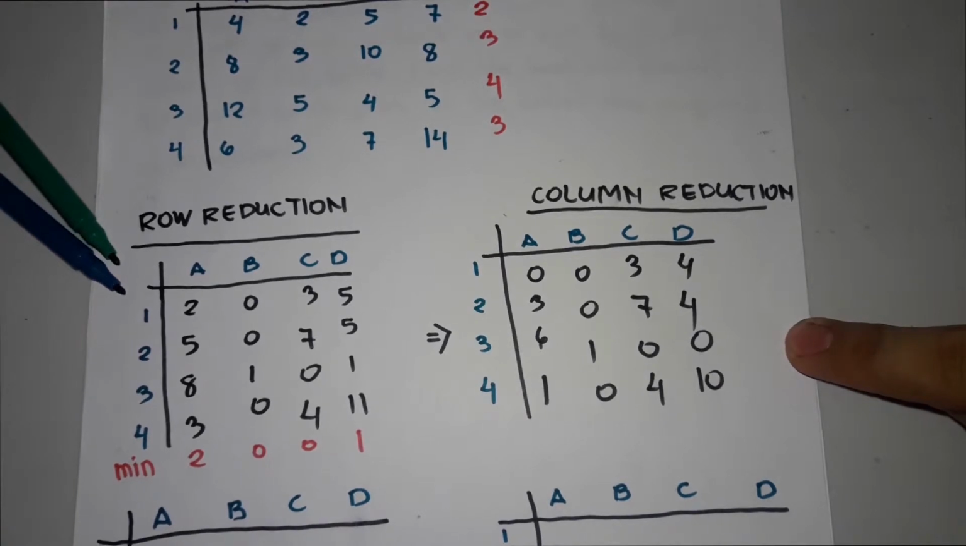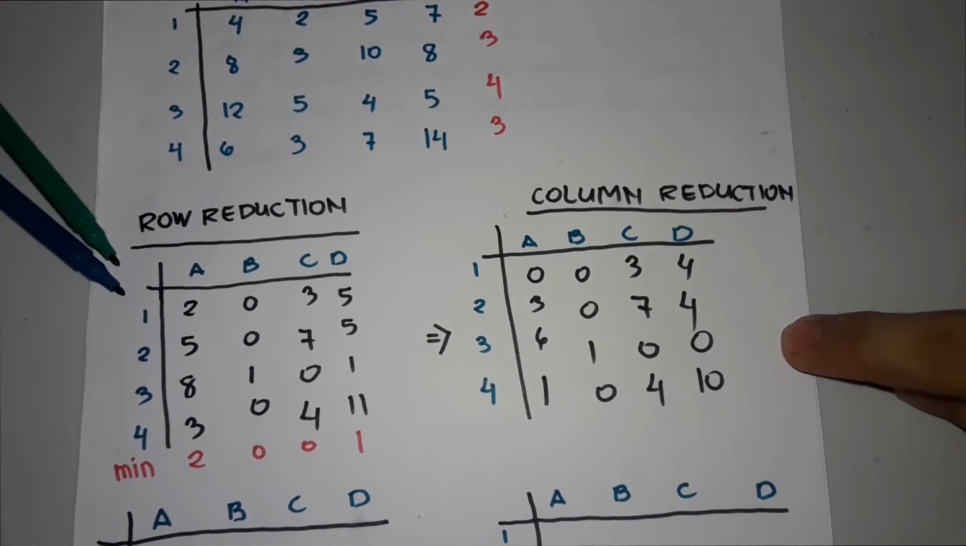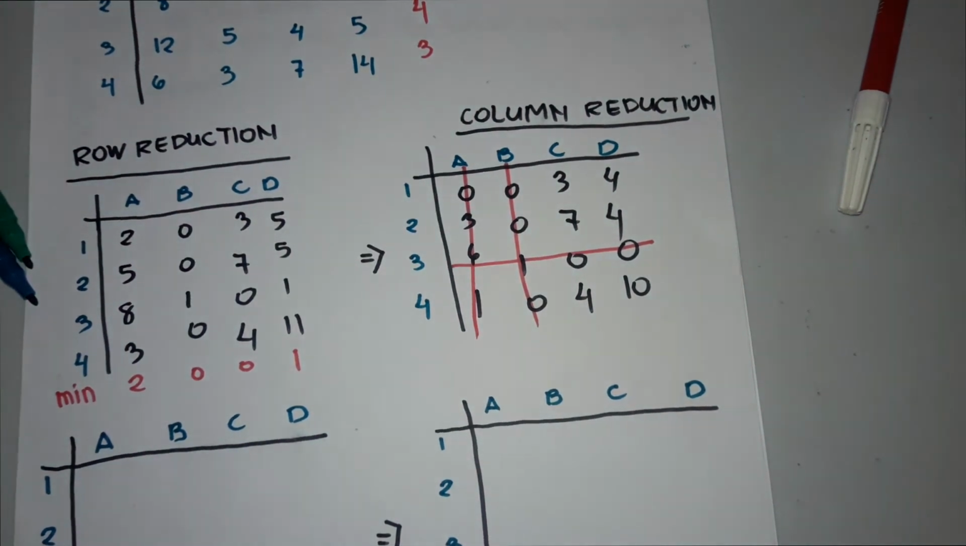From this table, we are to cover all the zeros. After covering all the zeros, we have 3 lines covering all the zeros. In that case, the number of lines is not equal to the number of rows, so this is not yet our optimal solution. So we proceed to the next step.